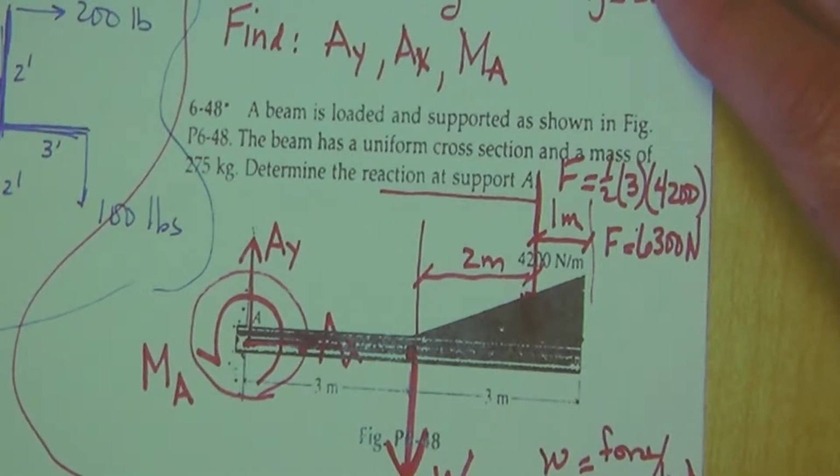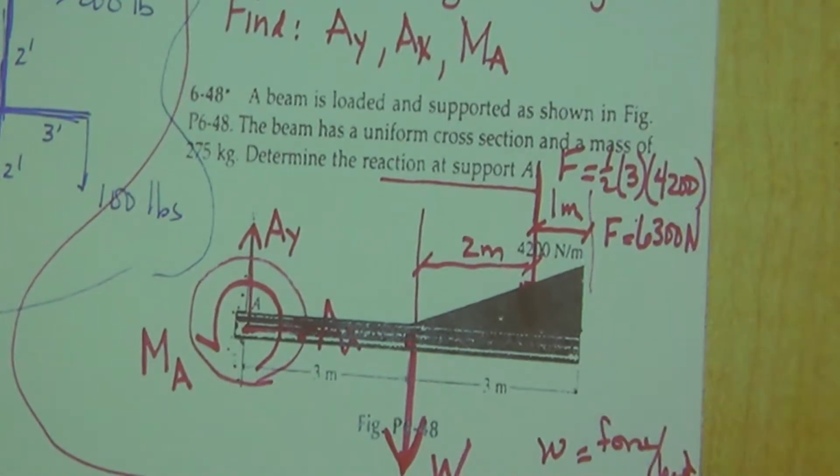The reactions at A? Yeah. So what are they? It's AX, we don't know the magnitude. AY, and MA. So we don't know the magnitude of any of them. Do we know the direction? Yeah. What else is present?